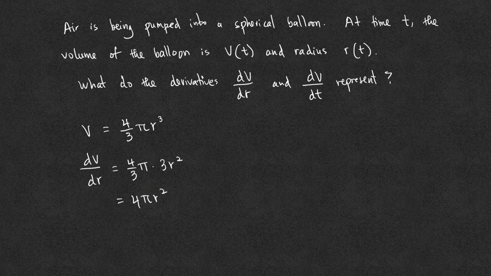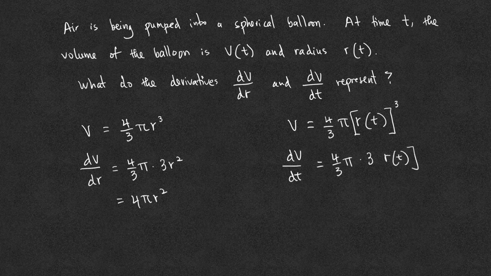Now, if we express V in terms of t, then we would have V equals 4/3 pi r of t cubed, where r of t is now in terms of t because the radius is a function of time. If we differentiate V with respect to t, we would have 4/3 pi, which is a constant multiple, times 3 r of t squared. But the inner function is r of t.